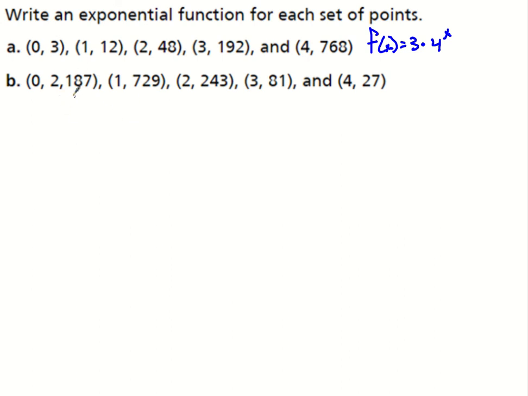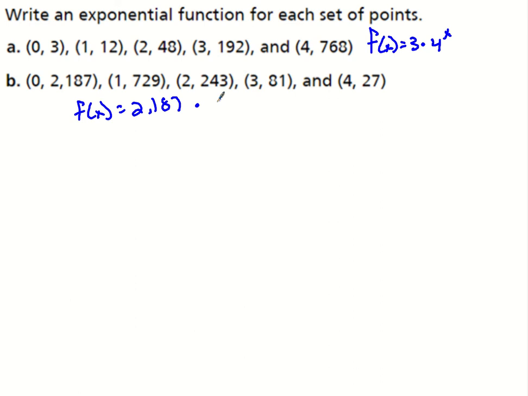Second one right here. Our initial value is 2,187. I know it looks kind of confusing with the commas, but that's 2,187. So that's my initial value. So that's where I'm going to start at, 2,187. And that's times, well, now I got to do my constant ratio. Well, that's 729 over 2,187. Or I could also look at it as 81 over 243, or 27 over 81.